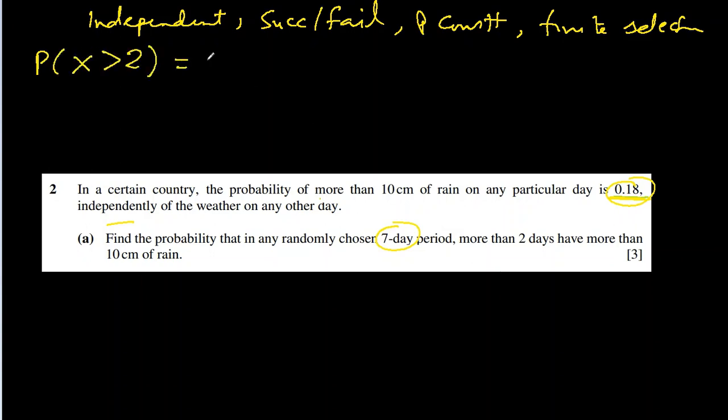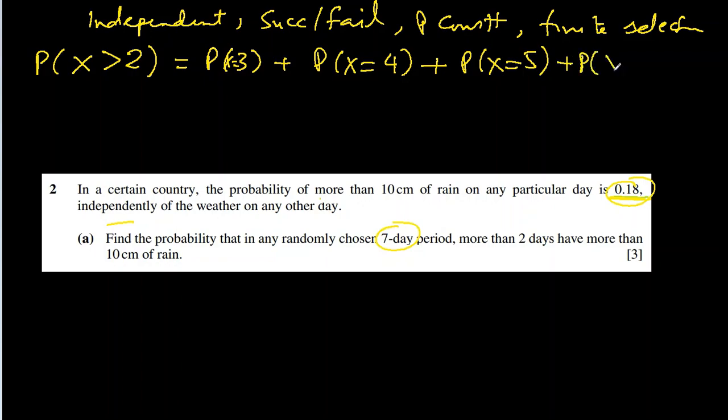Okay, so which will be 3 is more than 2, x equal to 3, or x is equal to 4, or x is equal to 5, x is equal to 6, and x is equal to 7. That is more than 2. But there are how many? 1, 2, 3, 4, 5 conditions. I don't want to do this.